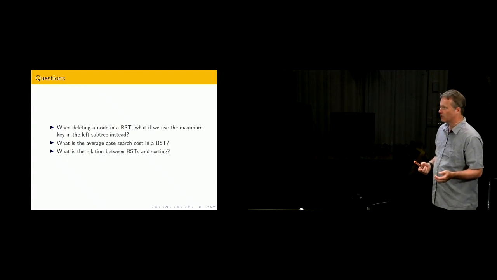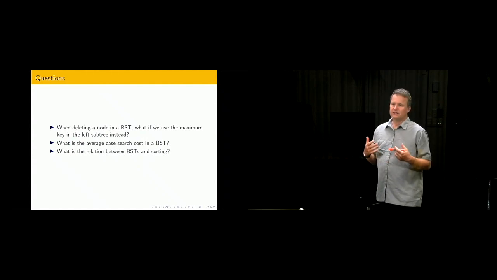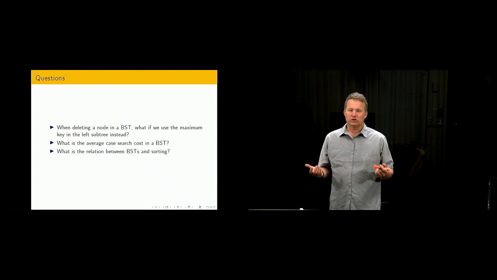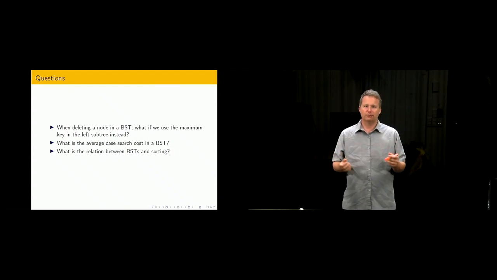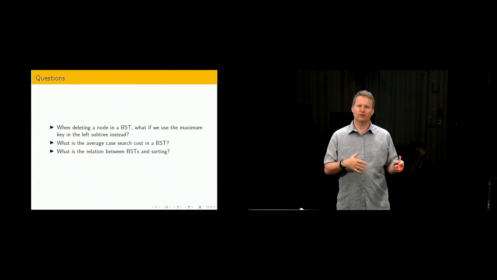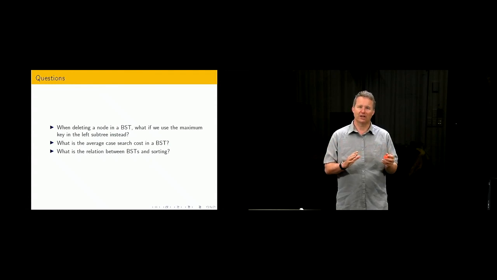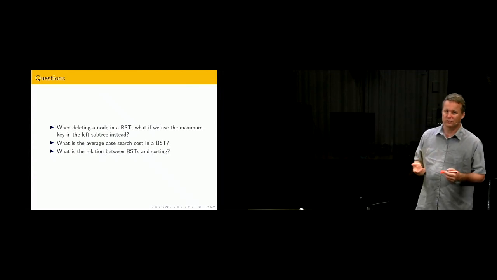We've got 3 basic ones. The first one deals with the deletion method that we used in binary search trees. We decided to delete a node with 2 children by going to the right subtree and finding the smallest element. What would happen if instead we went to the left subtree and found the largest element? So think about that and the consequences of that.